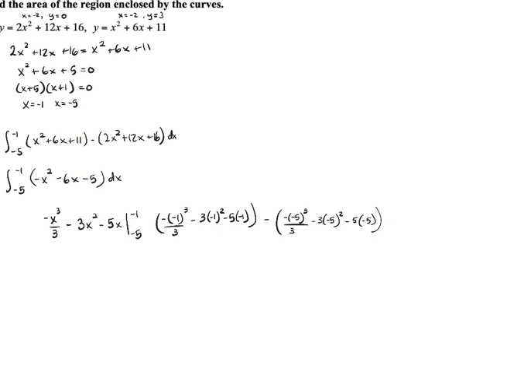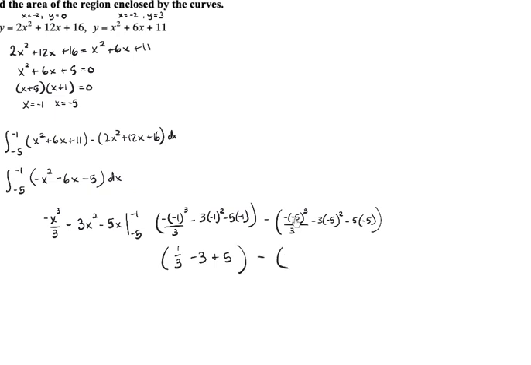Okay, and then evaluate this. All right, so here we're going to have negative 1 to the third power is negative 1 multiplied by negative 1 is positive 1, so that stays 1/3. Negative 1 squared is 1 times negative 3 minus 3 plus 5.